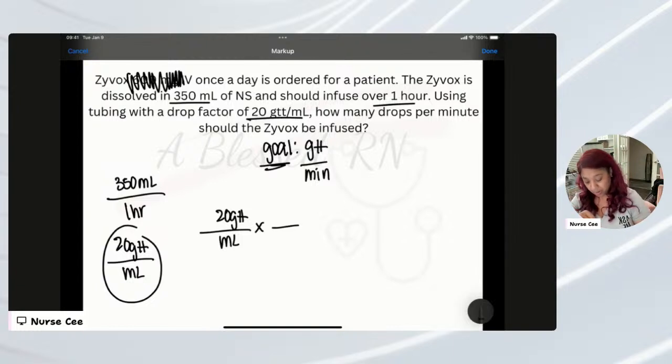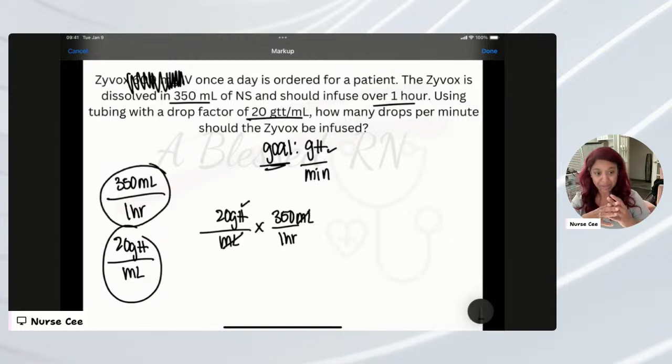Okay, boom. So now I have milliliter at the bottom. It's not part of the goal because I already start with what I'm looking for, so I don't have to go and find it, right? So I'm just trying to work my way to minute. So I got milliliter at the bottom. So I'll put my milliliters at the top, 350 mL over 1 hour. And you see how I'm keeping everything together? That's together, okay? And I'm just simply repositioning them if I need to.